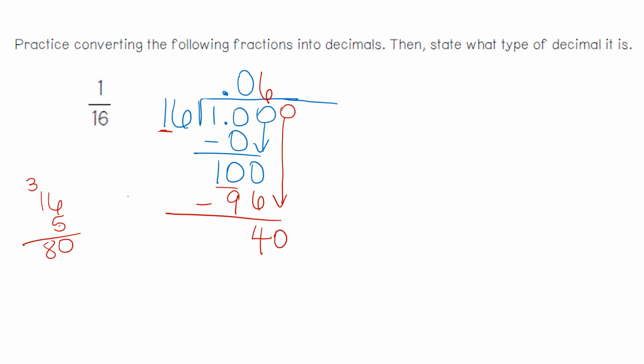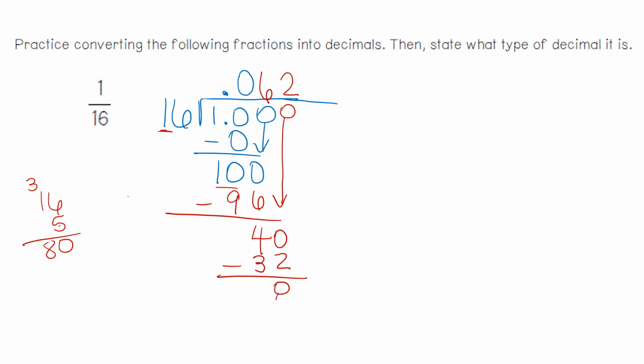16 goes into 40. So if I thought about doing 3, that is going to be too big because 3 times 6 is going to give me 18. So that would give me 48. So we're going to back it up to 2. 2 times 6 is 12. We carry that 1. 2 times 1 is 2 plus 1 would be 3.